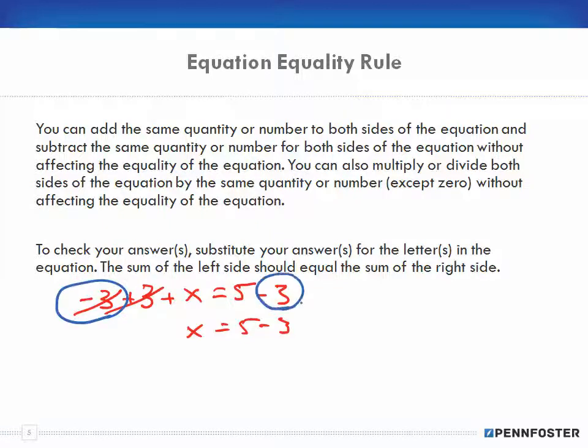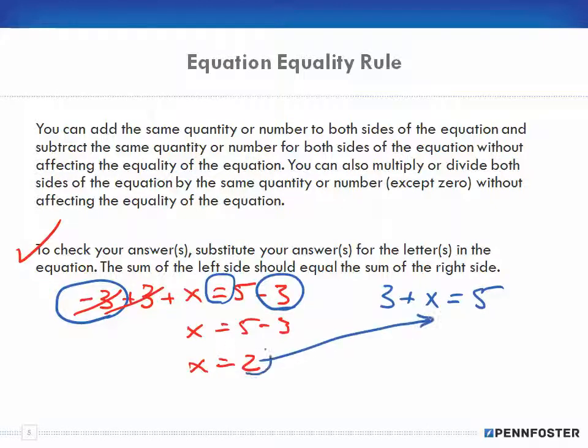I subtracted by the same amount on both sides, and that means it doesn't change the equality of the equation. And now, when I solve this, I end up with x is equal to 2. So what this part now says is to check your answers, substitute the answer into the equation. So if I have 3 plus x is equal to 5, I substitute the x with whatever I found that out to be. So I take 3 plus 2 is equal to 5, and I do the math, and I end up with 5 is equal to 5.